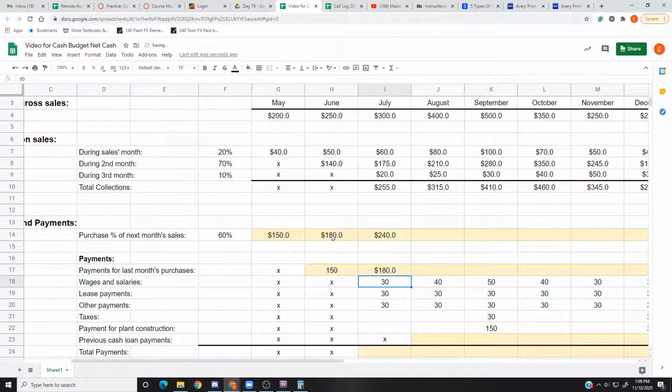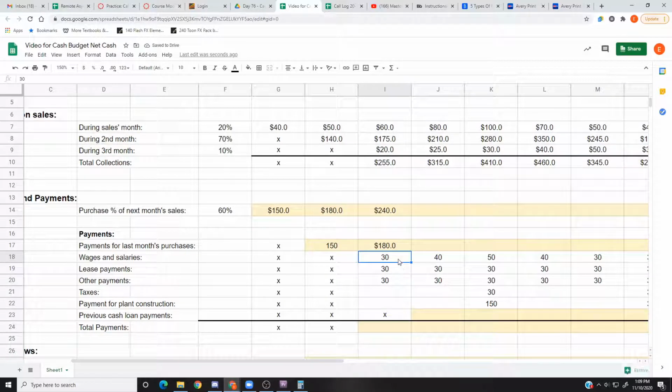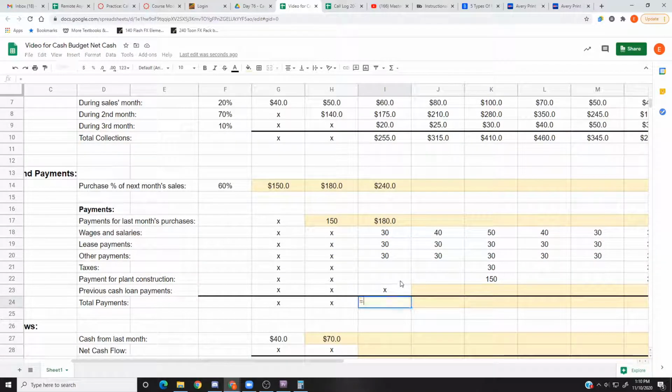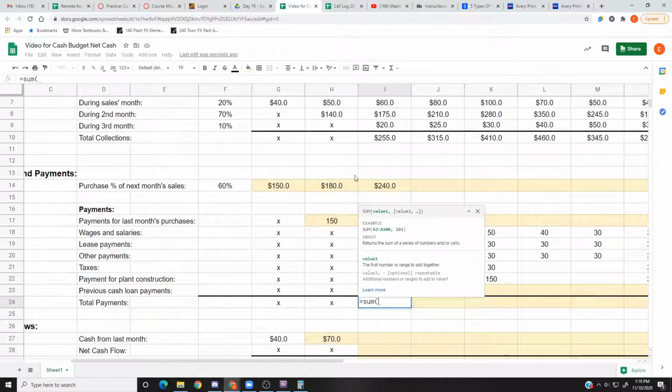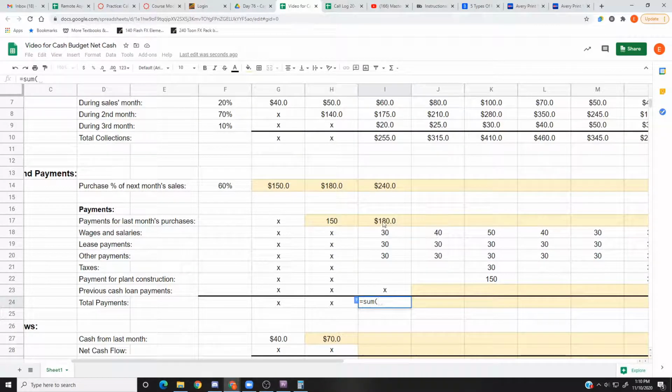Okay, that $180 there. Then I've got wages and salaries, lease payments, other payments, no taxes, no payments for any construction, and then I got my previous cash loan payments, which doesn't apply yet. So we're going to add all this up. So this equals the sum of everything from this line down. I'm not going to include this line this first time because it has an X, but normally it's all the way down. Boom. I'm having to spend $270 this month on costs.